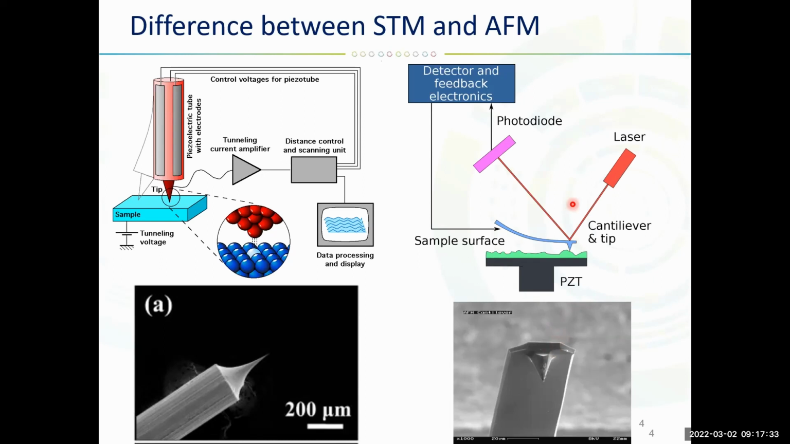If we compare STM and AFM, because of the exponential relation of the tunneling current and distance, STM has a bit better resolution than AFM. In an STM image, we can actually see an individual atom, while in AFM we can still do this, but it's quite difficult from the experimental point of view. All right, this was just a quick reminder.